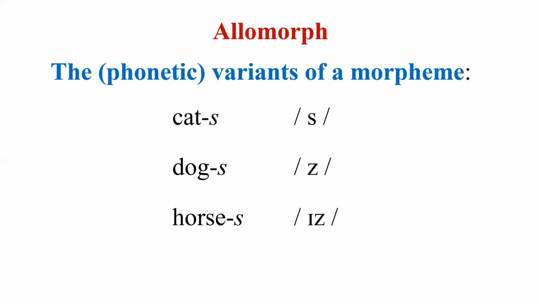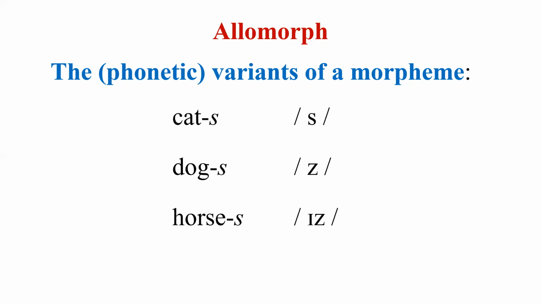Next, look at the concept under morphology: allomorph. Morph means shape, right? Allomorph has something to do with morphophonology. Both morphology and phonology come together. Here we talk about the phonetic variants of a single morpheme. We take a single morpheme and we study how it is realized in different phonemes.